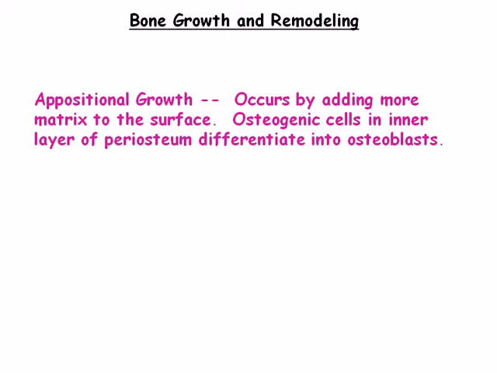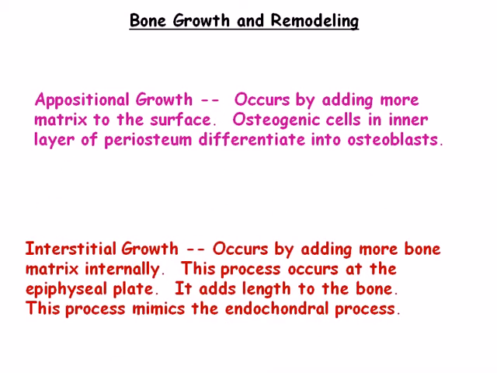So you already know that over time, bones grow in girth and length. As we develop from infancy to adolescence, long bones get longer and thicker. These changes are mediated by two processes: appositional growth, which accounts for the thickening of bone, and interstitial growth, which accounts for the lengthening of long bones.